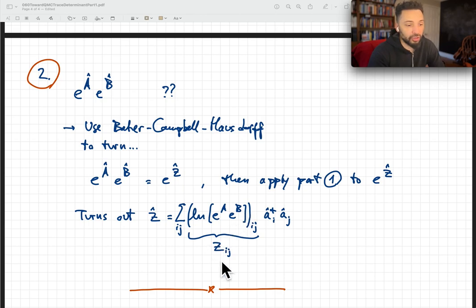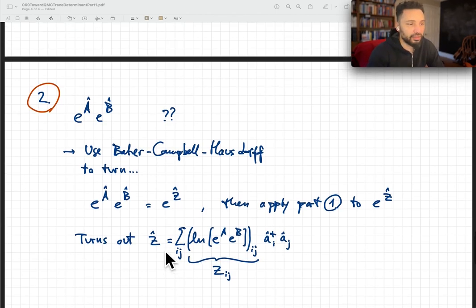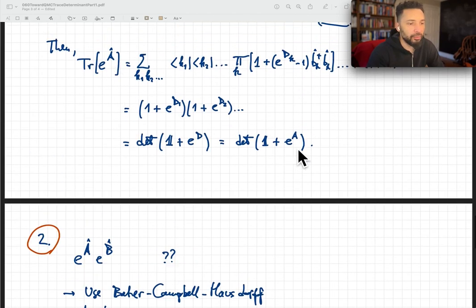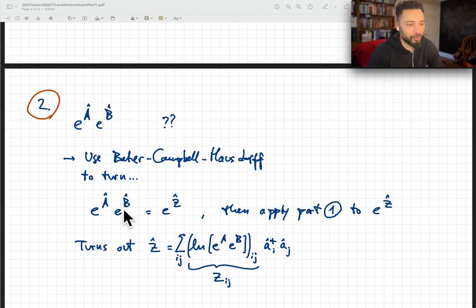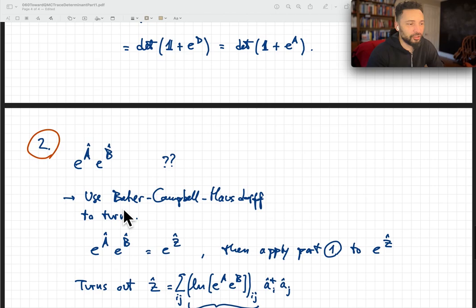And so the exponential of z, so e to the z, is just e to the a, e to the b. So in other words, this operator z hat has a representation such that e to the power of its one-body matrix elements is actually the product of the exponentials of the one-body matrix representations of a and b respectively. And so basically what that means is that you're in fantastic shape to go ahead and apply this theorem, but now with more than one factor. I'll spell that out in more detail in part 2 of this sub-series of the series toward quantum Monte Carlo, trace determinant identities.